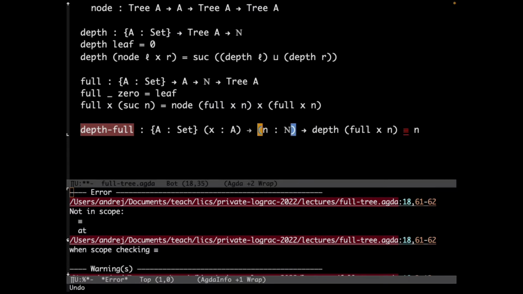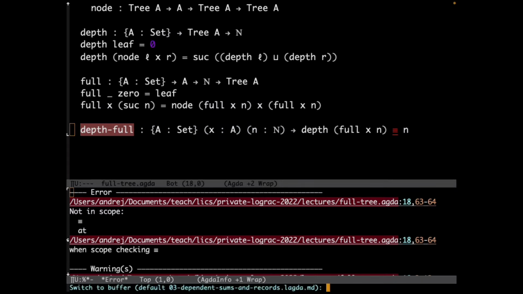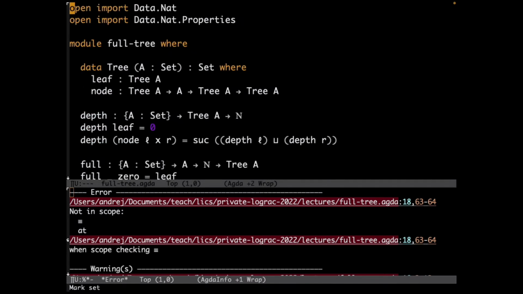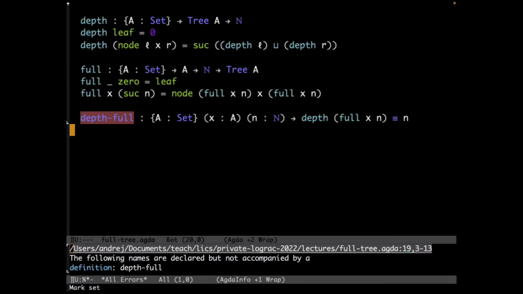Wait. Oh, no, it's okay. The arrow is not needed, but there are other problems. It's that this thing has at the top an open import, which then therefore this thing needs to have. Okay, so now it's working. Okay, so given any x in A and any n, the depth of the full tree actually equals n.